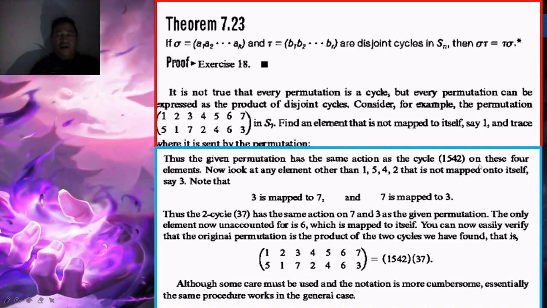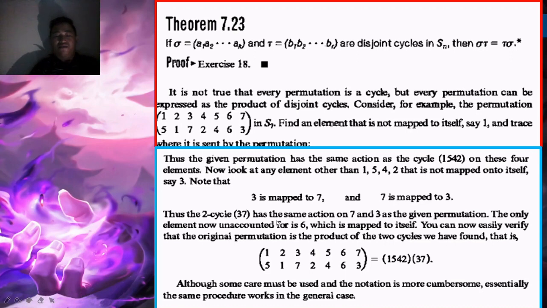Okay, so on these 4 elements, look at the other element other than 1, 5, 4, 2, that is not mapped onto itself. Say 3. 3 goes to 7. 7 goes to 3. Okay, so nibalik naman siya sa iyang self. So, 3 is mapped to 7 and then 7 is mapped to 3. So, 2 cycle lang na siya. Thus, the 2 cycle 3, 7 has the same action on 7 and 3 as the given permutation. So the only element now accounted for is 6, which maps to itself.